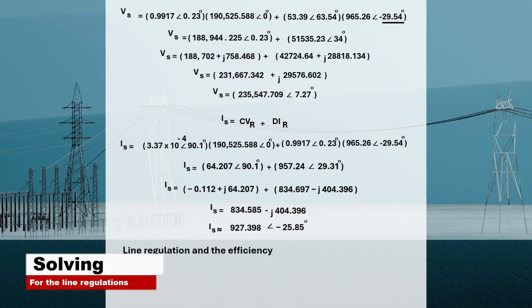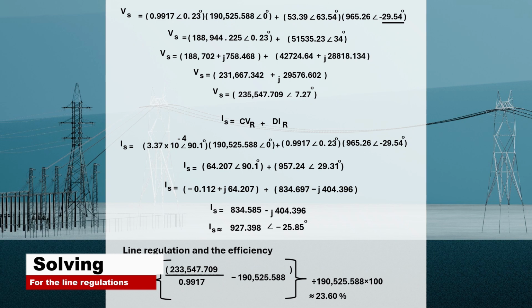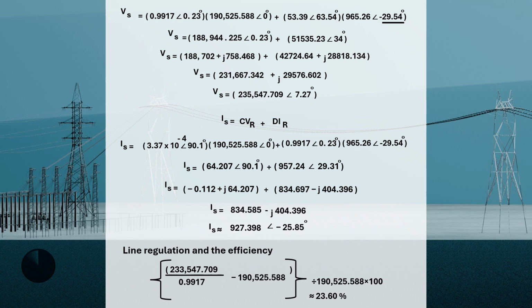This is determined under no-load conditions and is calculated using this formula here, which is (sending end voltage Vs divided by parameter A, all minus the receiving end voltage Vr) divided by the receiving end voltage Vr, times 100. Substituting in the values, line regulation equals (233,547.709 divided by 0.9917 minus 190,525.588) divided by 190,525.588 times 100. Calculating this gives a line regulation of approximately 23.6%.